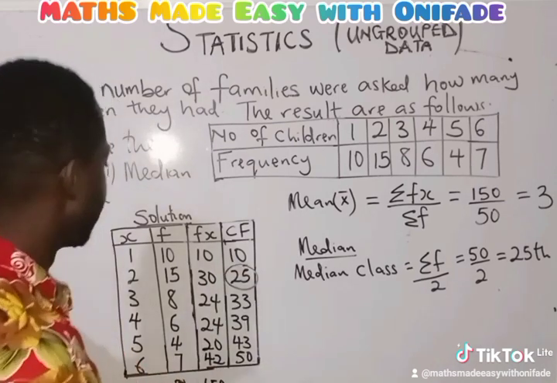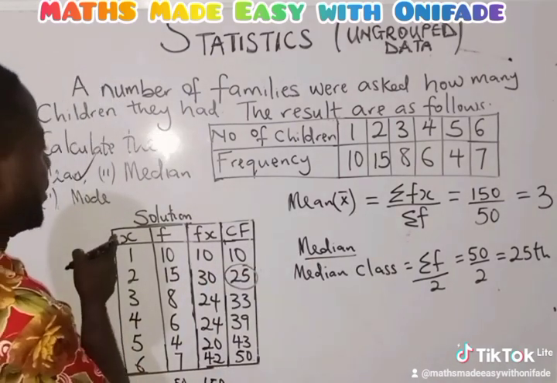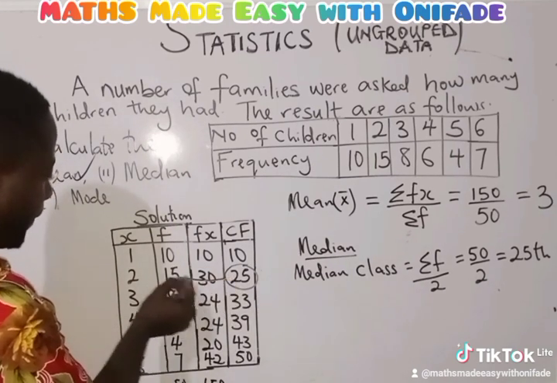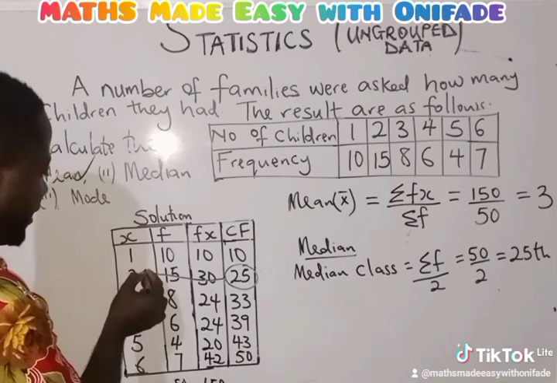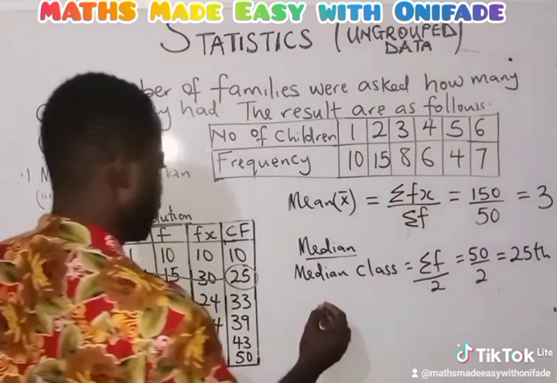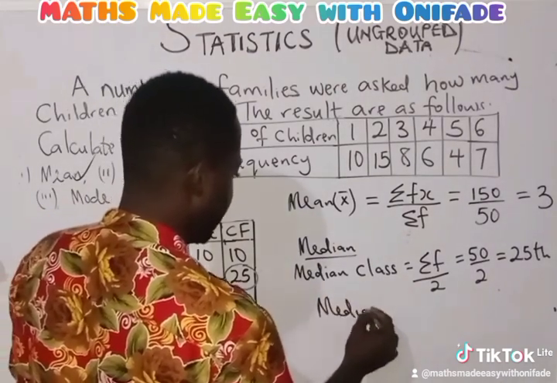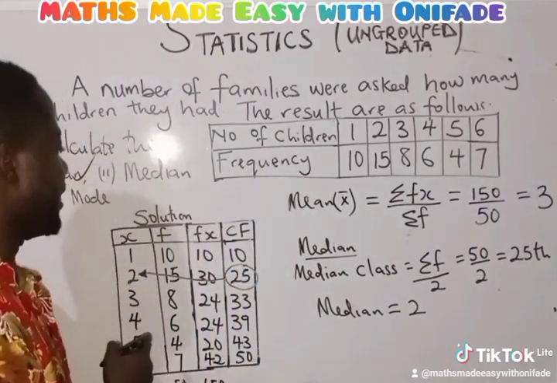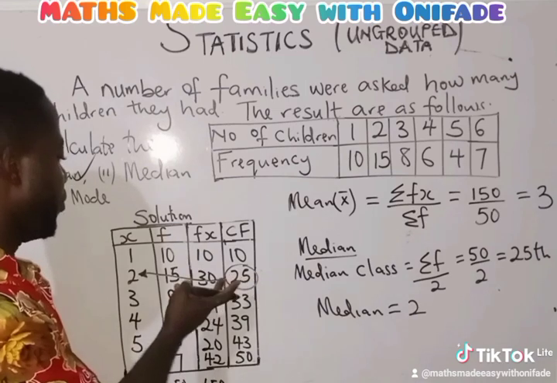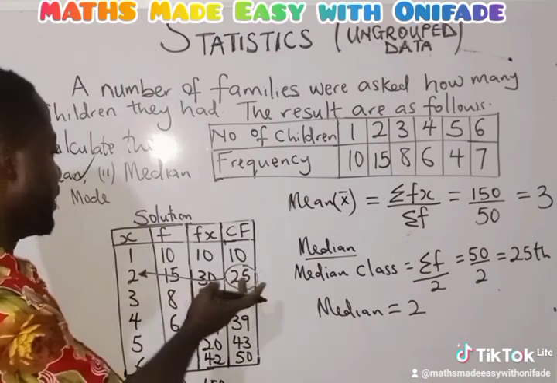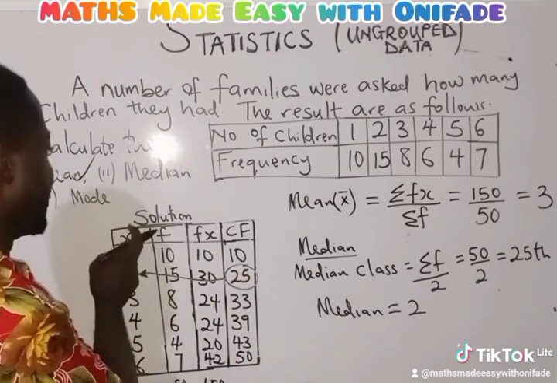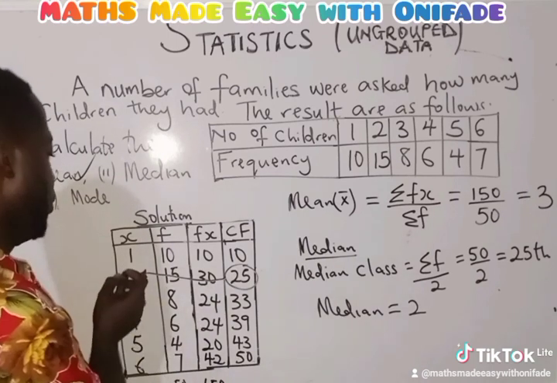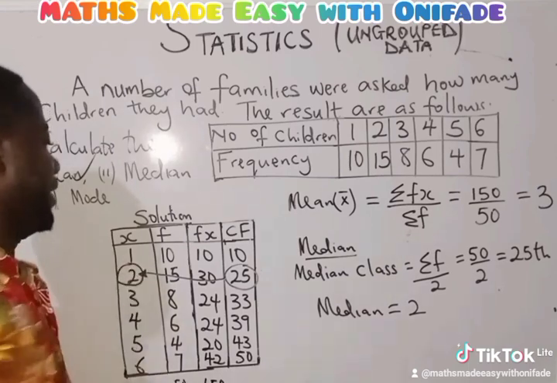Now let me trace it to x. So if I do that, here, this simply means my median is 2. My median is equal to 2. Why is it 2? The reason is that it is what falls in the median class. That's the x, the number of children, that falls in the median class. So 2 is my median.